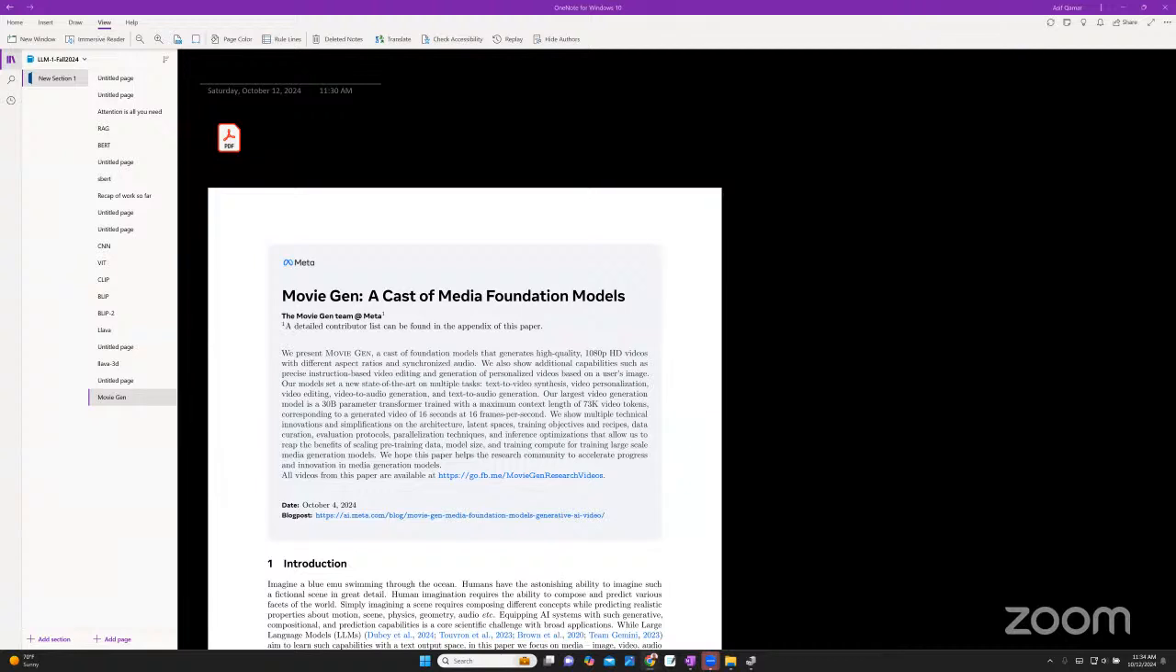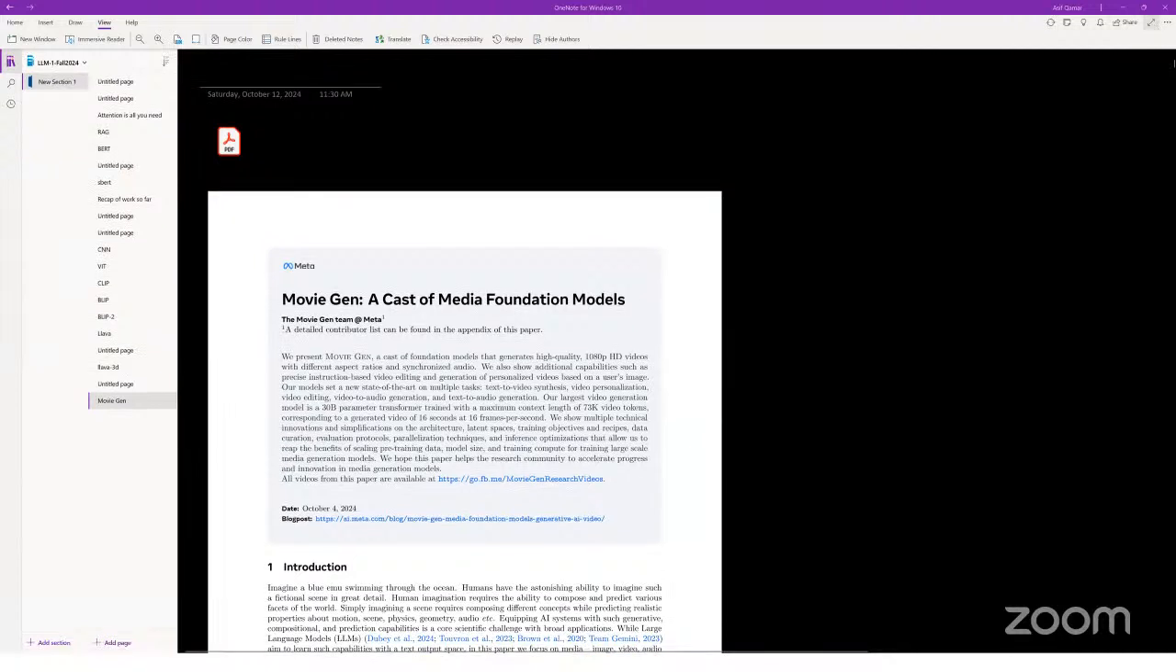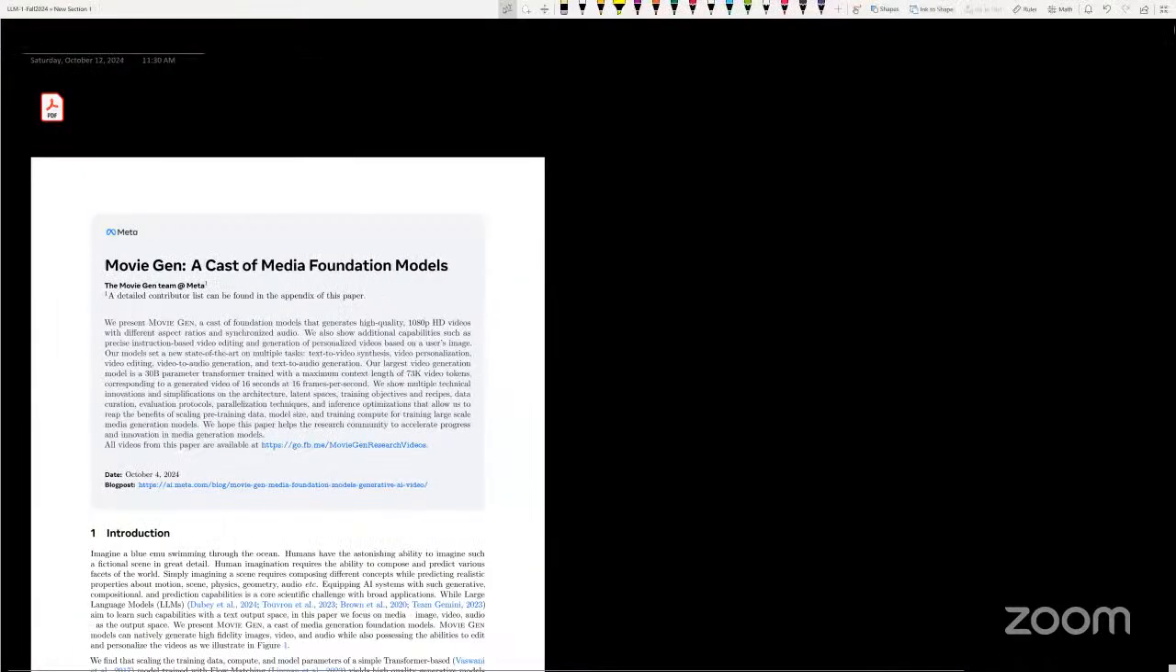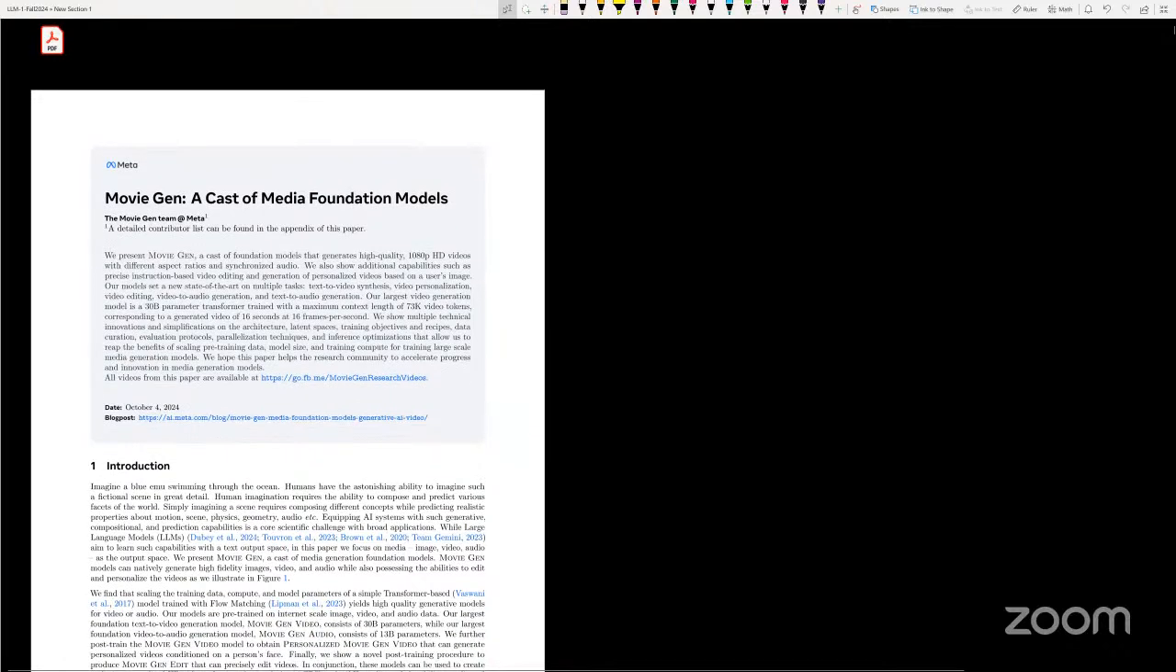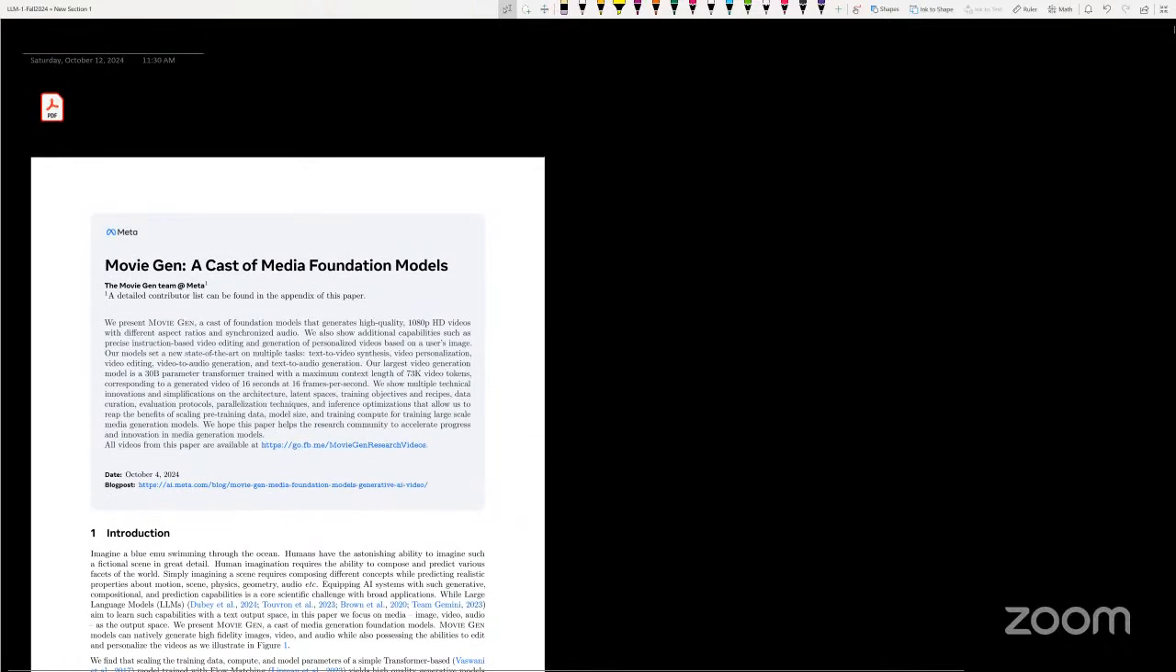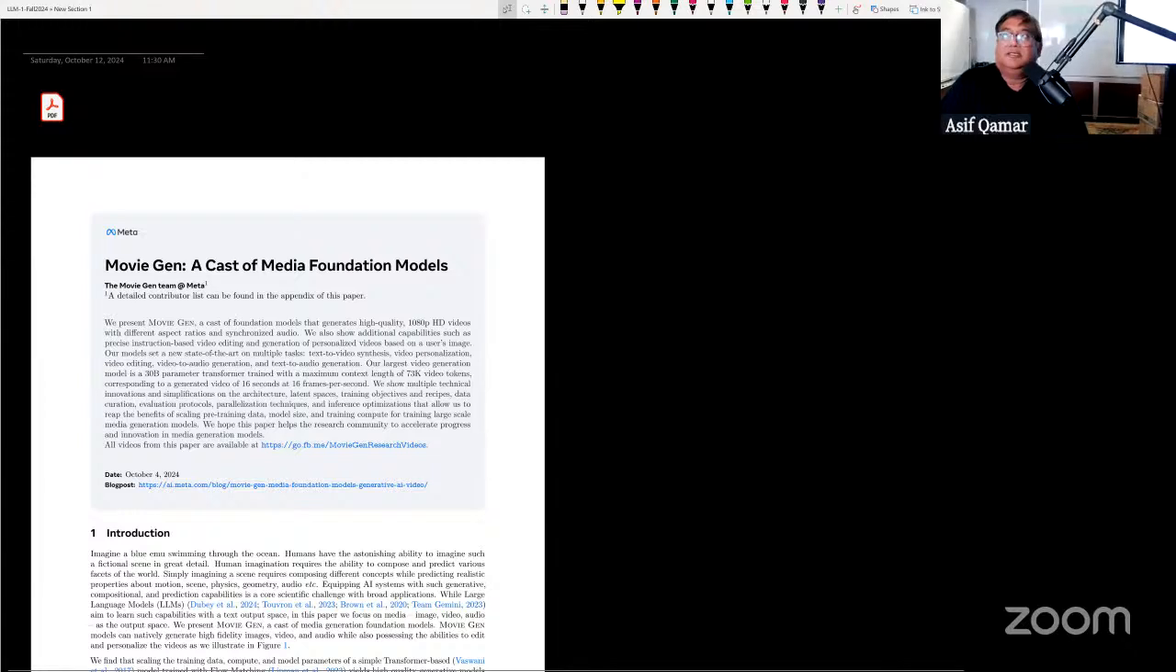Today is the 12th of October. It's past 11 in California here. And we are going to be discussing this paper, MovieGen, which just came out. If you notice, the date on it is October 4th. So this is a remarkable breakthrough that one would consider, and that's going to have a really big impact on the video creation world.